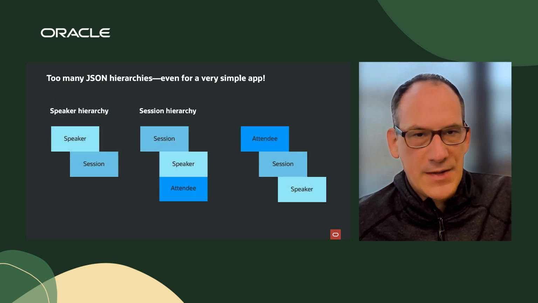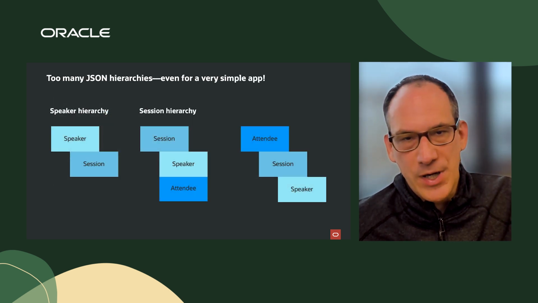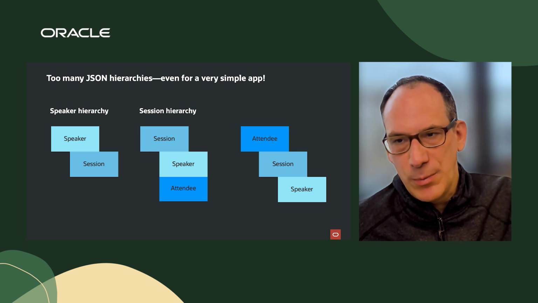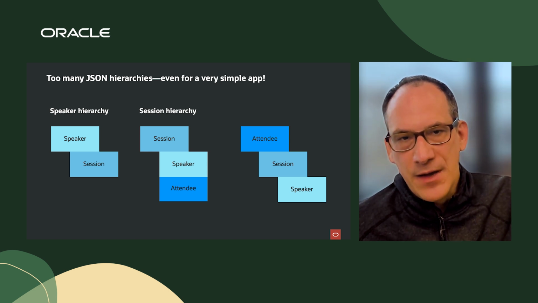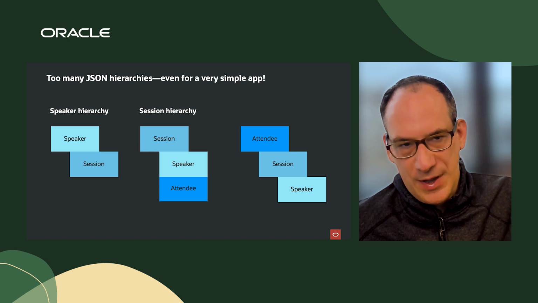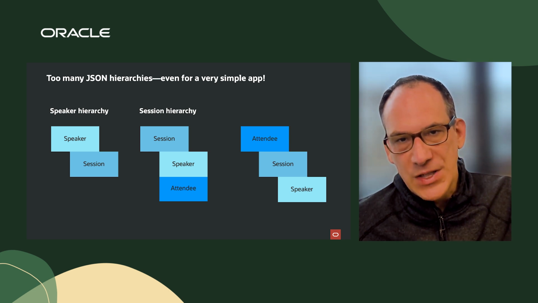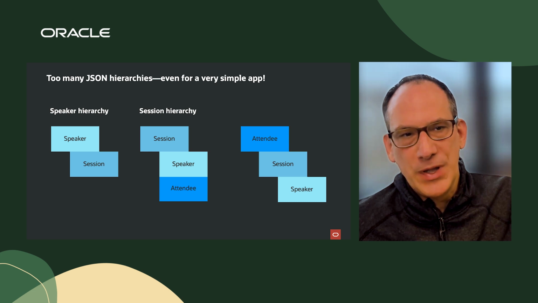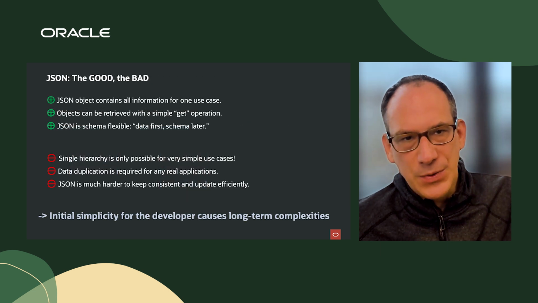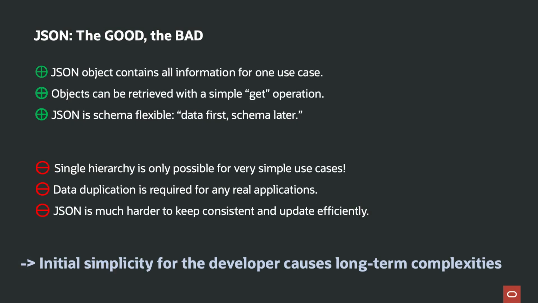So what we realize now after just a few minutes is that it's very hard or even impossible to find one JSON hierarchy that is suitable for all these use cases. And if we would choose to use JSON for each of these hierarchies, we would duplicate information. So each use case is quite simple, but it's impossible to get one hierarchy that serves many use cases together. And then we would be ending up with duplicating data.